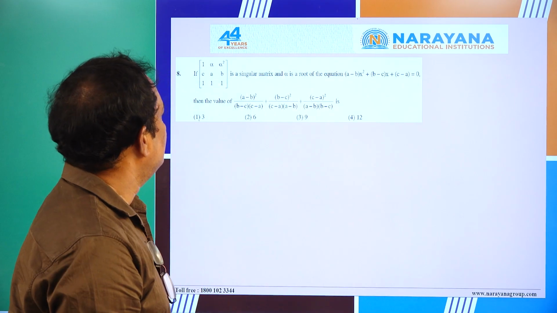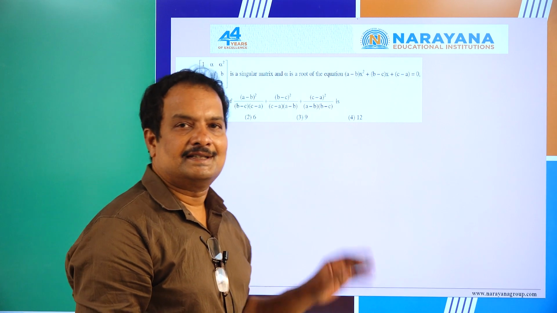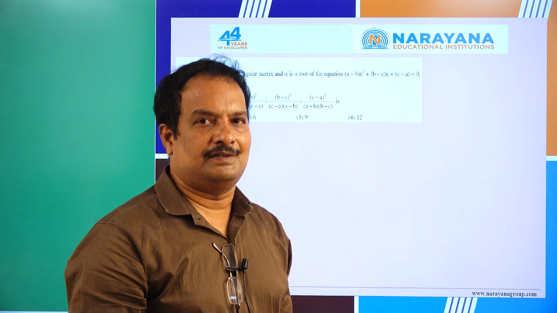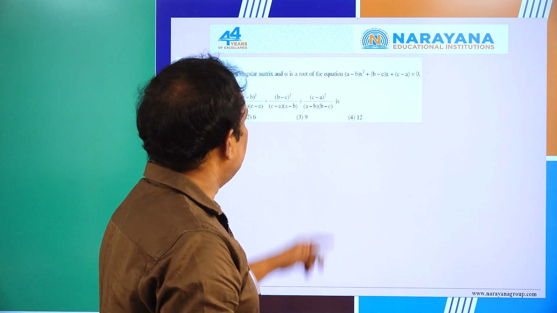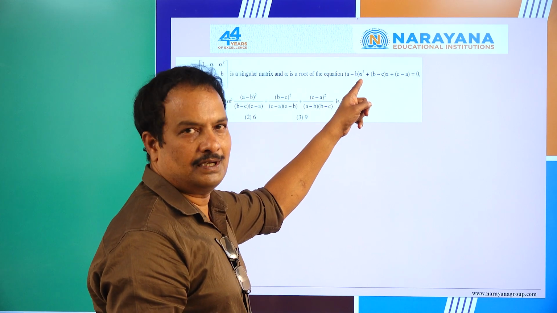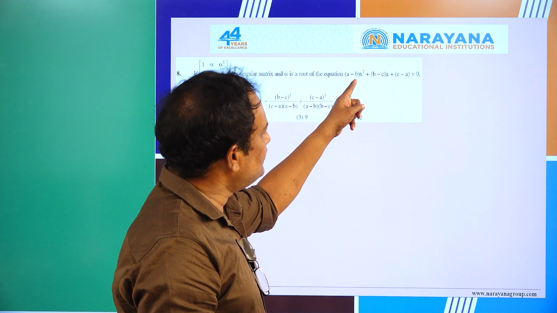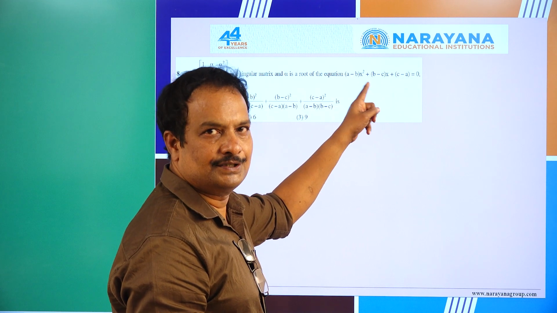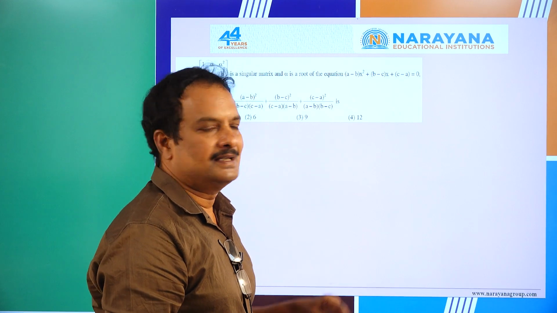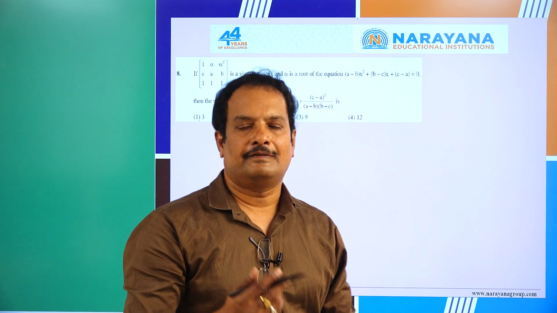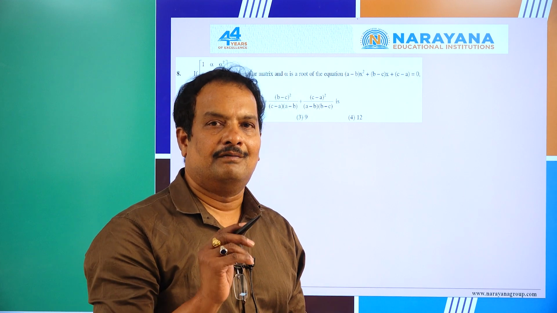So in this case, it is a singular matrix that was given. Singular matrix means, obviously, what? The determinant of that one is 0. And next, alpha is the root of this equation. The interesting thing is, alpha is the root of this one, it's okay. But what is the sum of the coefficients here? It's very clearly 0. a minus b plus b minus c plus c minus a is 0. Whenever the sum of the coefficients is 0, from the quadratic equations we know that 1 is the root of that one.